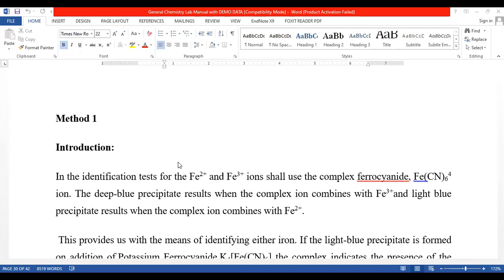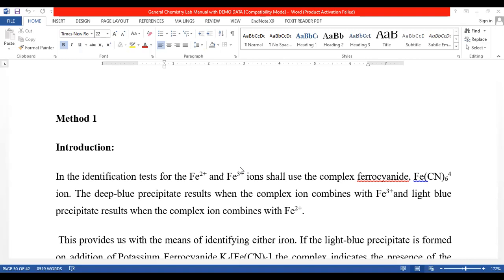Earlier, in anion detection, you have already experienced the use of identification reagents. It could be ammonium hydroxide, it could be some chloride solution. Different types of solutions are used for identifying substances or parts of substances in a compound. So those are called identification reagents.